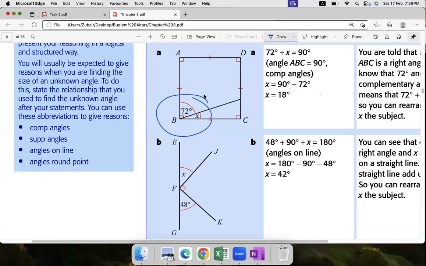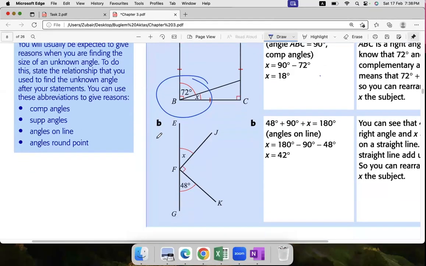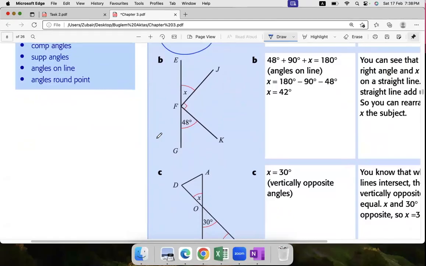Question 18 says find X. You found that. Why did you place it equal to 90? Because the angles of a square are all 90. Correct, one side has to be 90, so just 72 minus 90. That's a property of the square. It is 90. What about this B part?